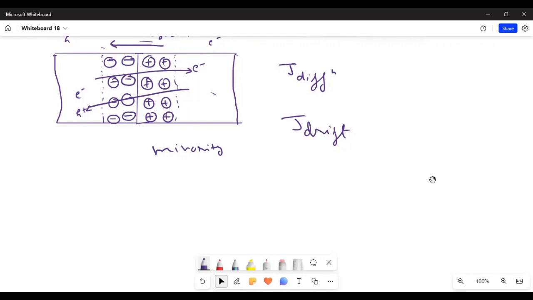Now what's happened? This is called a PN junction. This is the basic of a PN junction diode. Now what's happened? And before that, I will also draw separately a band diagram.